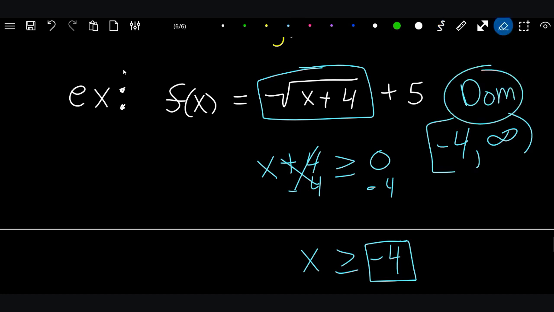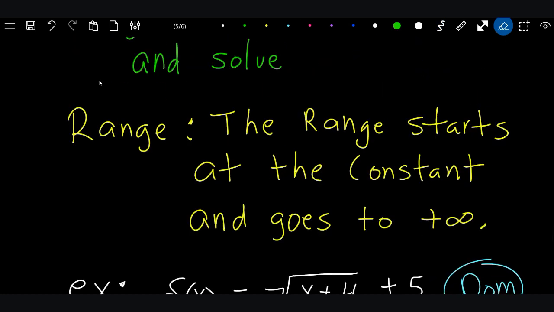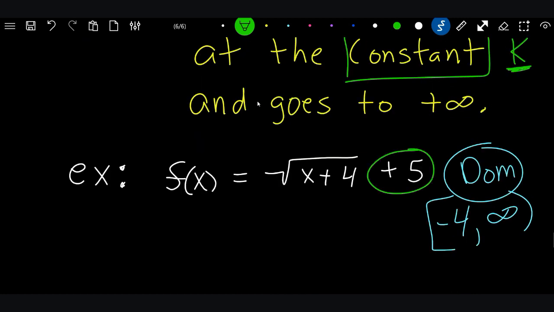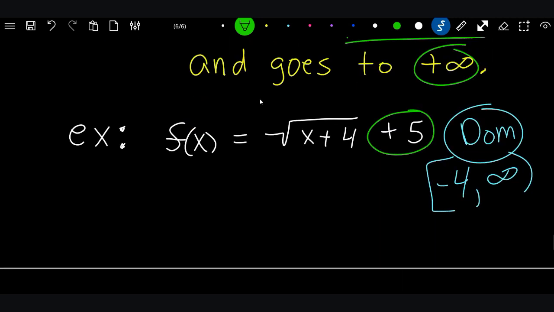Okay? Well, how do we find the range? Well, let's go back up and look at what it says here. All right, to find the range starts at the constant and goes to positive infinity. That's positive infinity. That almost looks like TOO, but it's not. It's positive infinity. Okay. Now, what does that mean? Well, let's just take it for face value. What is the constant? Remember, the constant is the k. So what is the k here? The k is a positive 5. And so it's very easy to find the range of these. We just take the constant to positive infinity. So the range is 5 to infinity. 5 would be included, infinity would not be included.